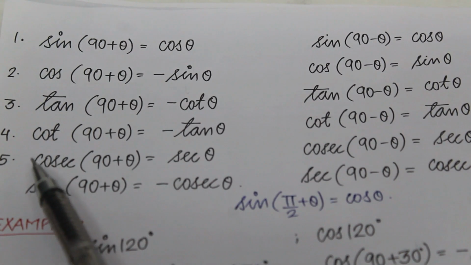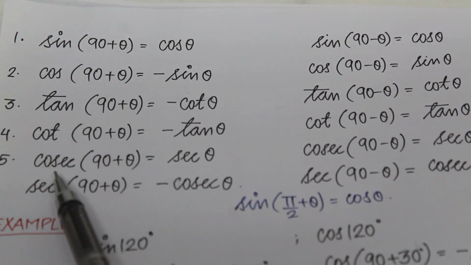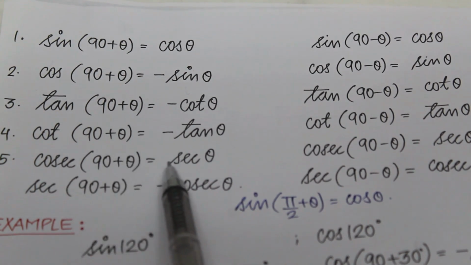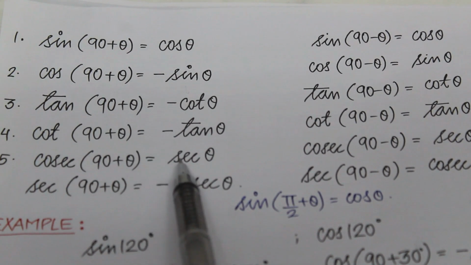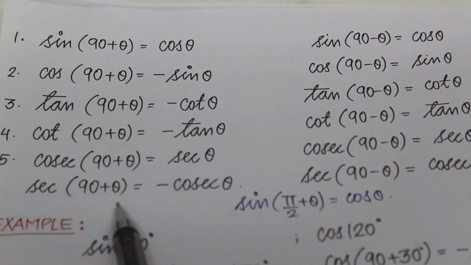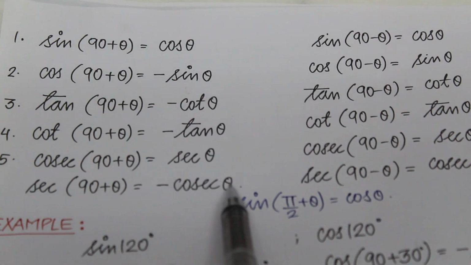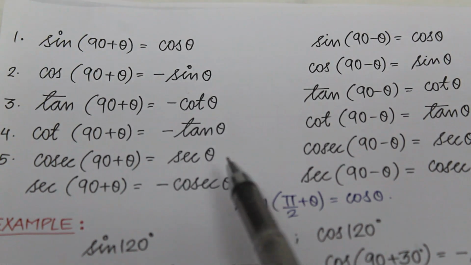So cosec 90 plus theta means second quadrant. In the second quadrant, cosec is positive, so I have written positive over here. Since it is 90, cosec becomes sec. So it becomes sec theta. For sec 90 plus theta, it will be minus cosec theta. So this is some conversion you should remember.